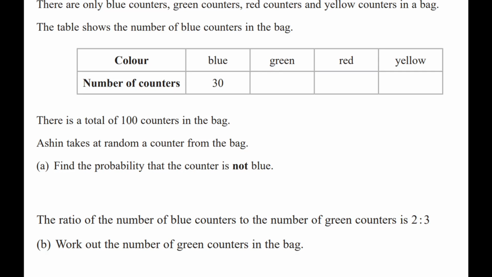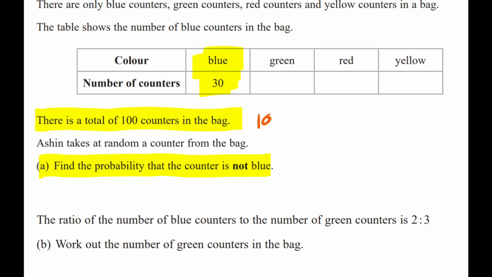Part A of this question asks us to find the probability that the counter in the bag is not blue. According to the table, there are 30 blue counters, and it says here that there are 100 counters in the bag. So we can find the number of counters that aren't blue by taking it off 100. So I'm going to do 100 minus 30, then it gives you 70. So there are 70 counters that are not blue.